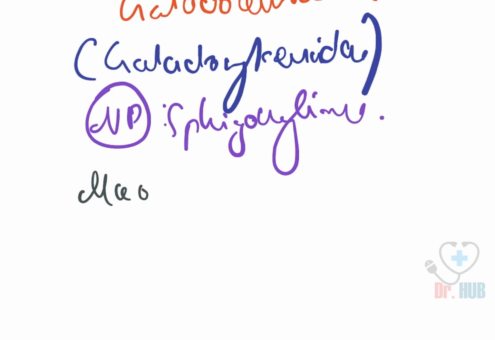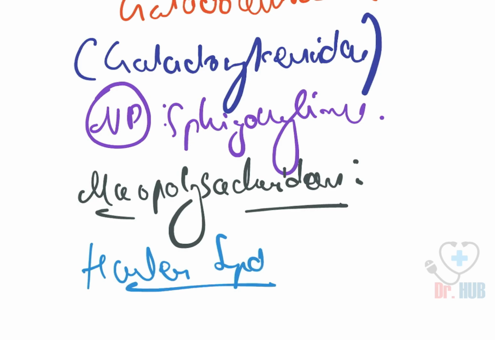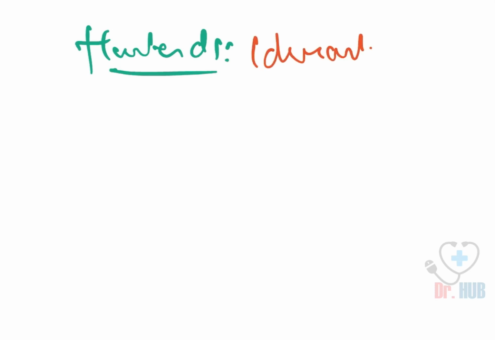Then looking at the mucopolysaccharidosis, it involves Hurler's syndrome. In Hurler's syndrome, the enzyme defect is alpha-L-iduronidase. So now jumping on to Hunter's disease. Hunter's disease is a deficiency of iduronate 2-sulfatase.